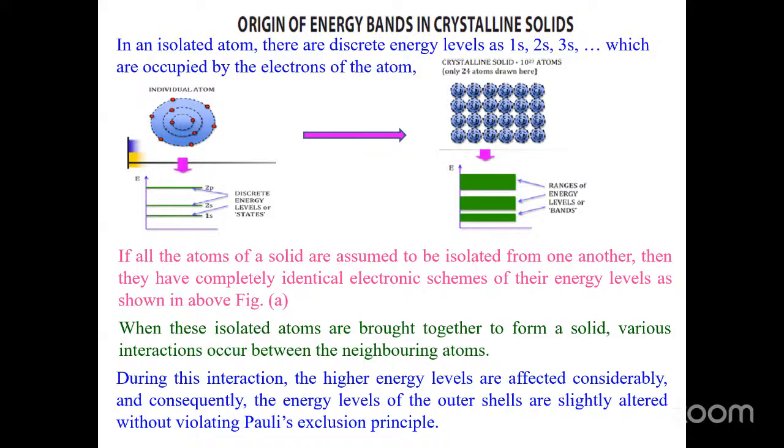What do you mean by Pauli's exclusion principle? No two identical electrons can occupy the same state or the same level. That means the electrons have opposite spin. One is clockwise, the other is anti-clockwise, so plus half and minus half. Okay?